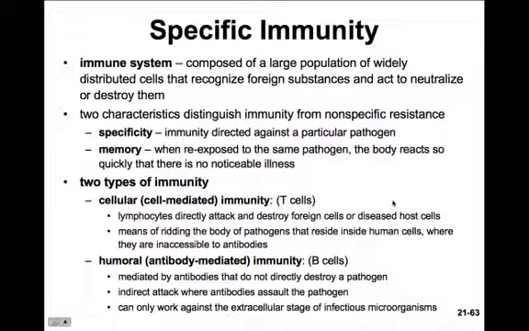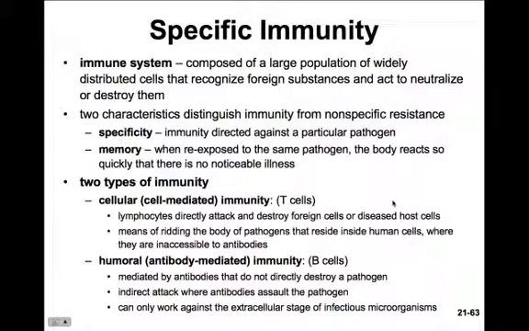Now we move on to specific immunity. In specific immunity, we deal with the immune system. It's composed of a large population of widely distributed cells that recognize foreign substances and act to neutralize and destroy them. There are 2 characteristics that distinguish immunity, specific immunity, from non-specific defenses or resistance.